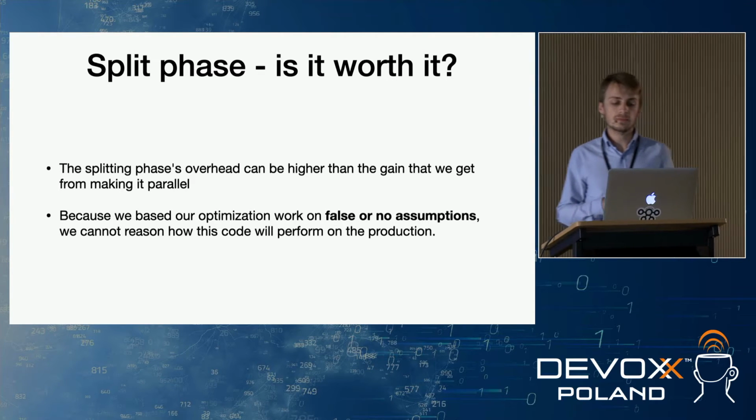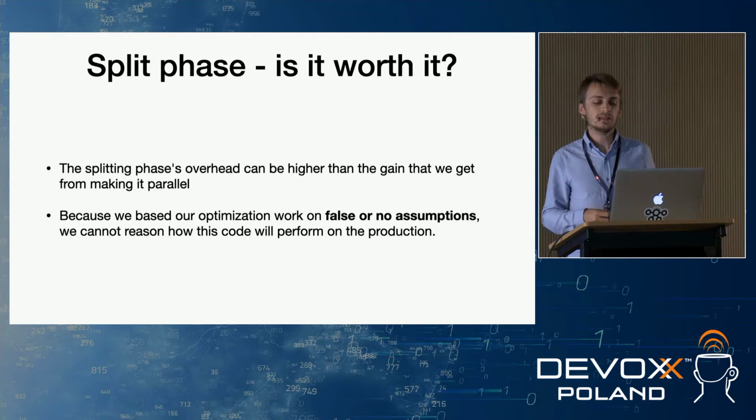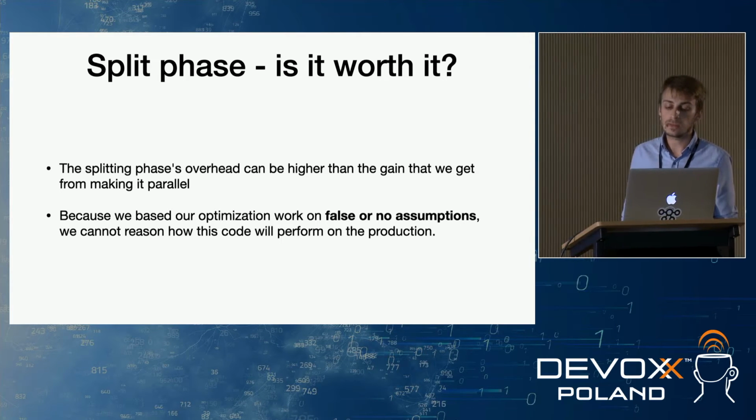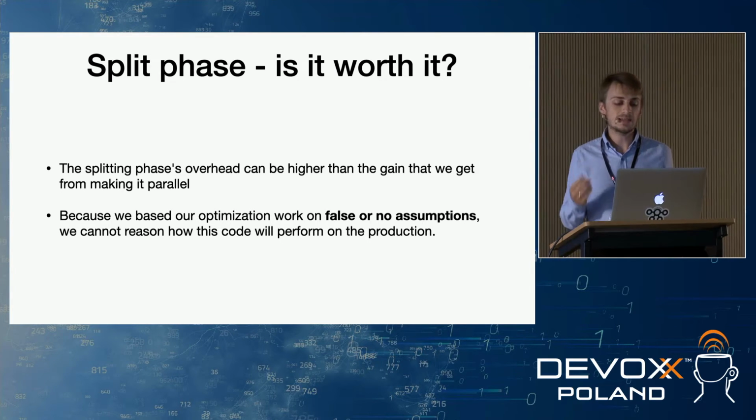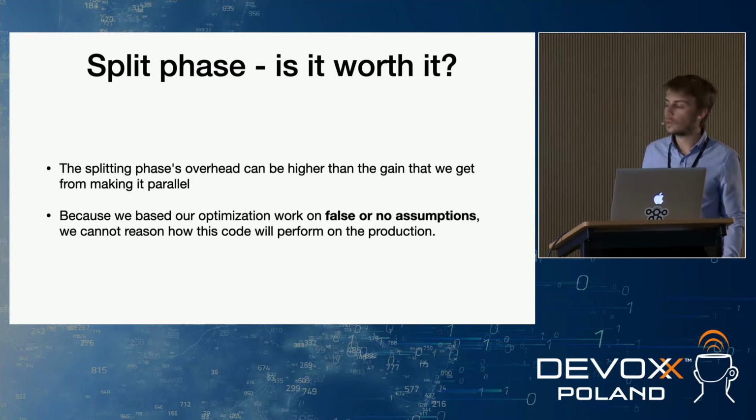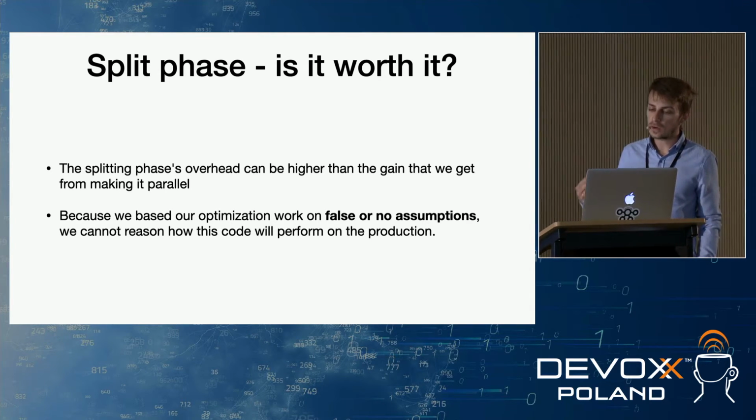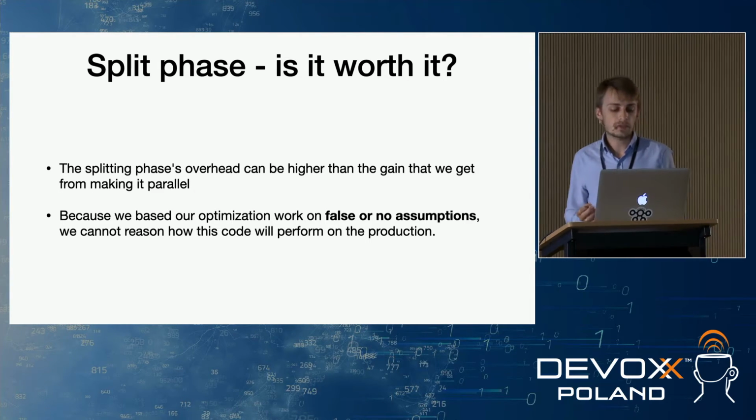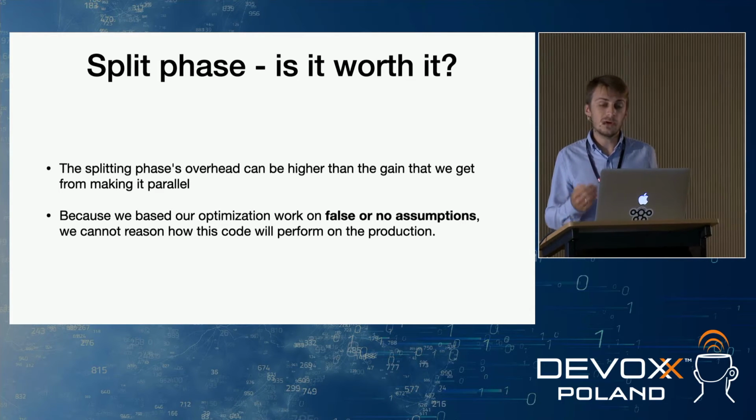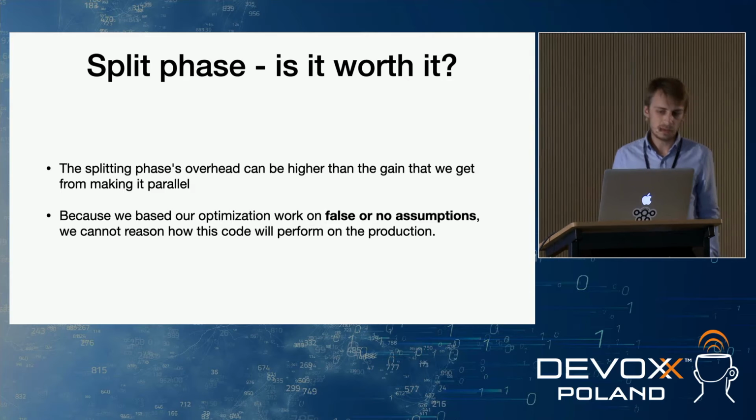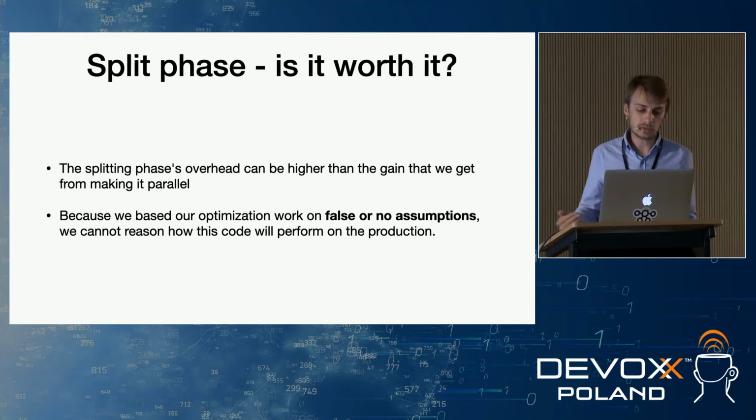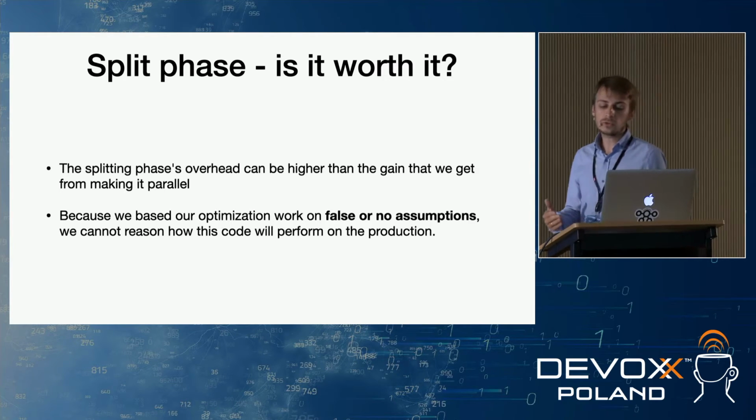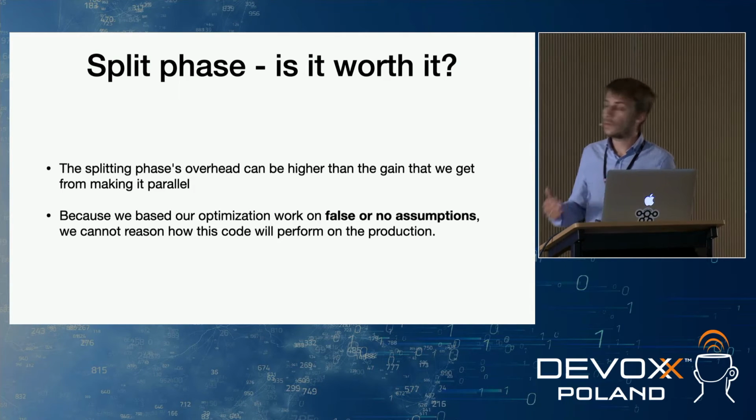So was it worth it? Another hidden complexity is that the work stealing algorithm has the phase of splitting the work. And this phase takes additional time, adding performance overhead to our code. The splitting phase overhead can be higher than the gain that we get from making it parallel, right? Because we base our optimization work on false or no assumptions in this case, we cannot reason how this code will perform on production. To validate if our performance optimization was efficient or not, we should write a performance benchmark validating both methods.